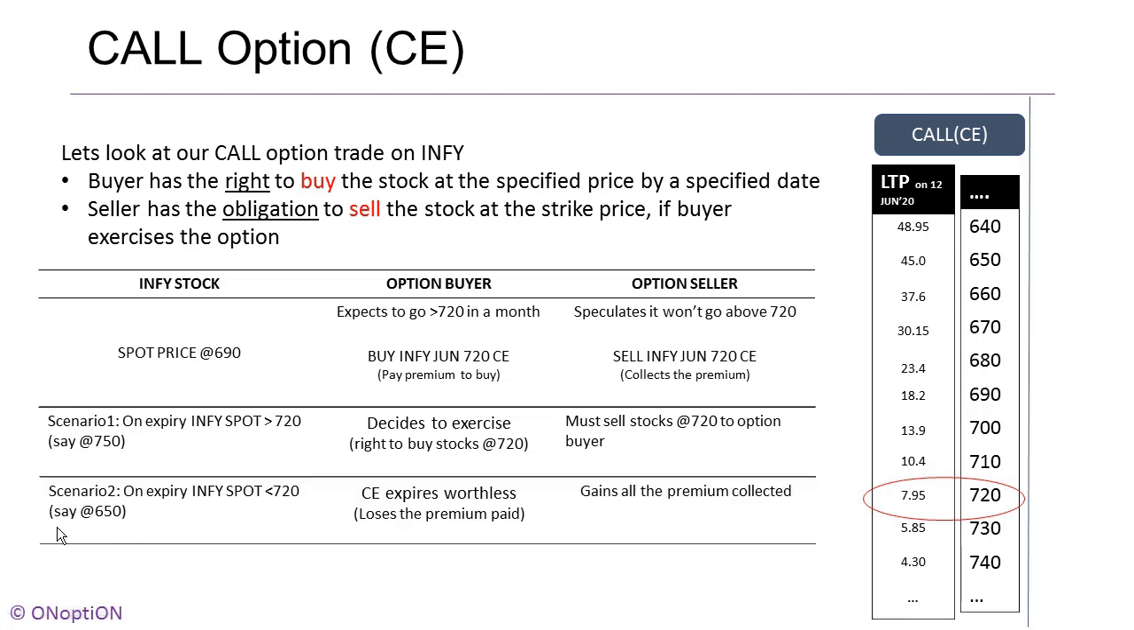In case INFI is trading at 650 rupees on the expiry day, this is against the option buyer's expectation, but in line with the option seller's speculation, right? So in this case, the contract expires worthless. The buyer loses all the premium he paid, but the option seller gains all the premium he had collected. So these are the two different scenarios in a call options contract.